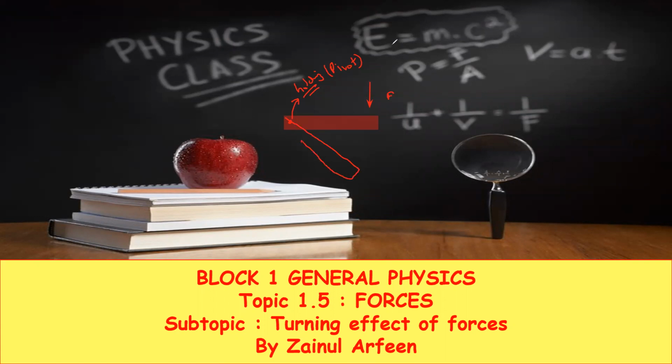Like if this was the initial position, initially it was exactly horizontal, but when we apply the force, the ruler turns, the ruler rotates. So what we call this effect of the force, we call this a turning effect of the force, because of the force the object rotates or turns. So this is the introduction.